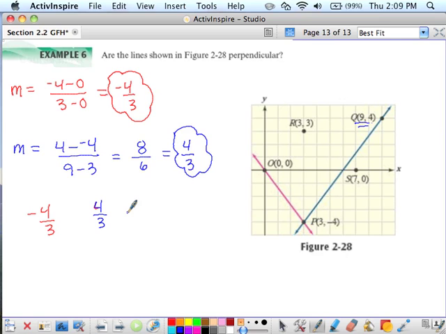We could also go a little further and multiply the two slopes together and see that that gives us negative 16 over 9, which is not negative 1. And to be perpendicular, they would need to multiply to negative 1. They would need to be opposite and reciprocal. So these two are not perpendicular. So the answer is simply no. And that wraps up lesson 2.2.